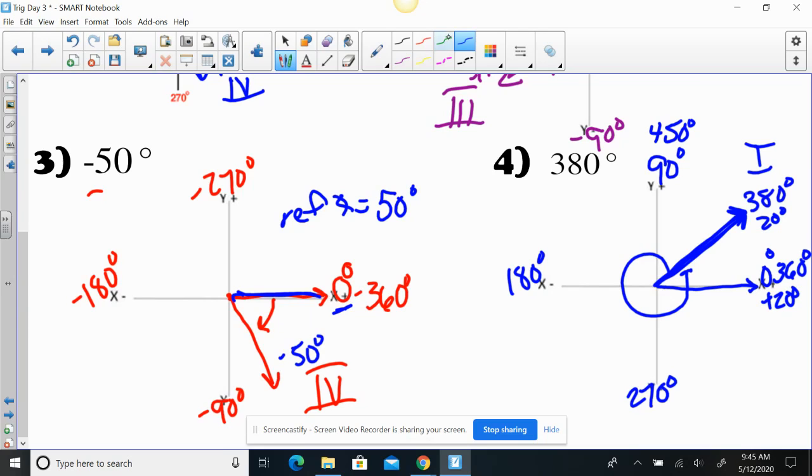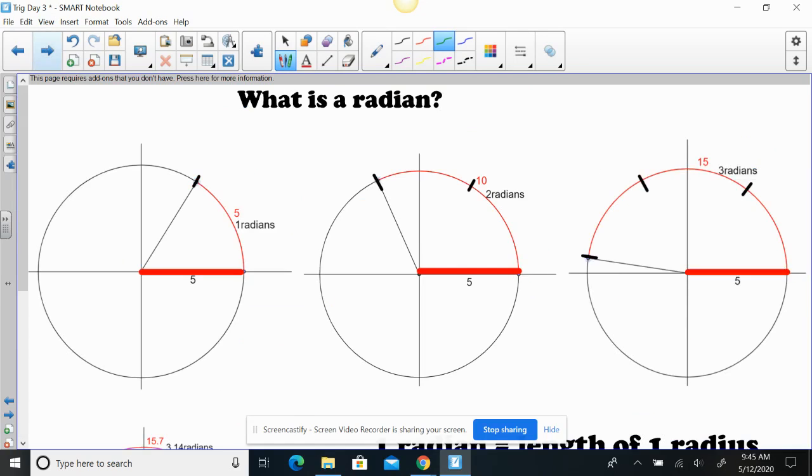All right, in reference to the x-axis, so here's my x-axis, it's 20 degrees away. So it's only 20 degrees up, so the reference angle would be 20 degrees.